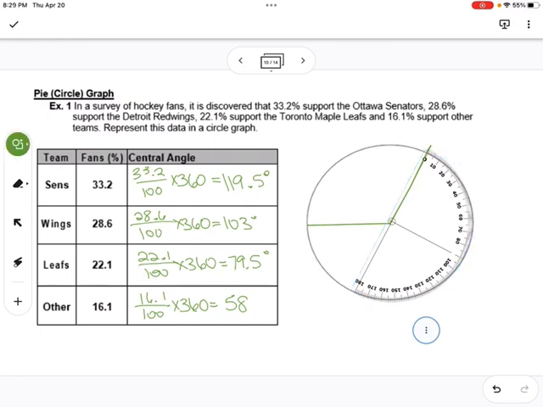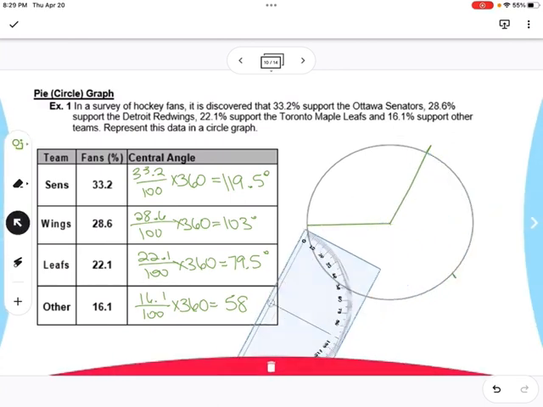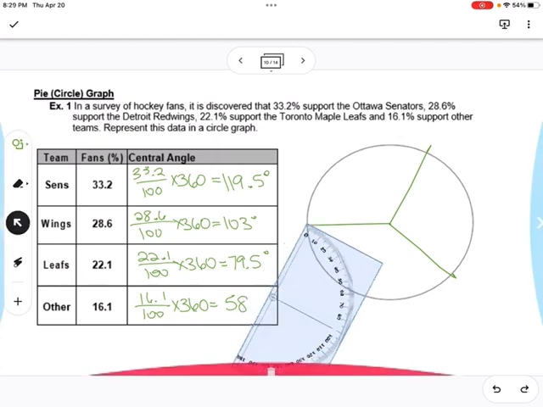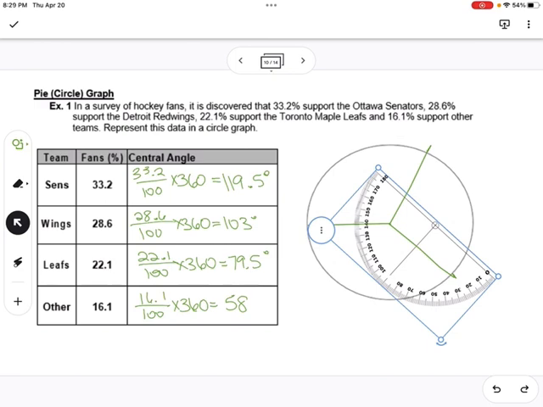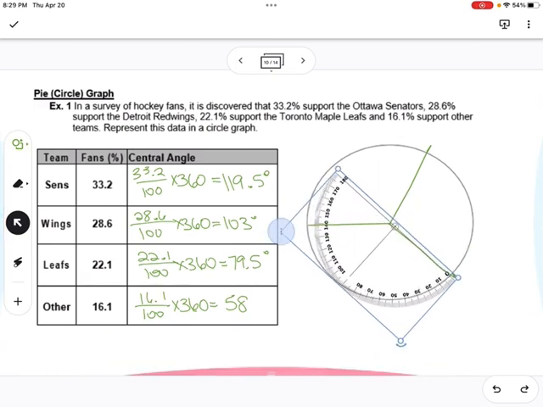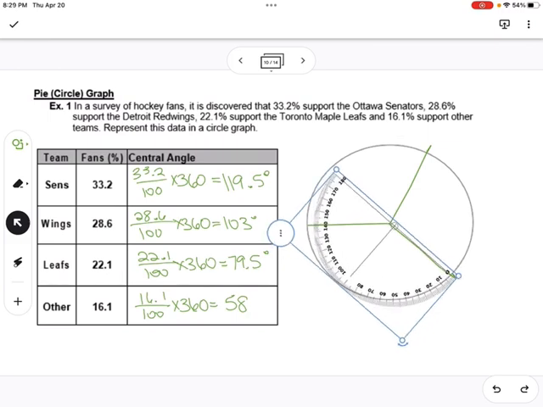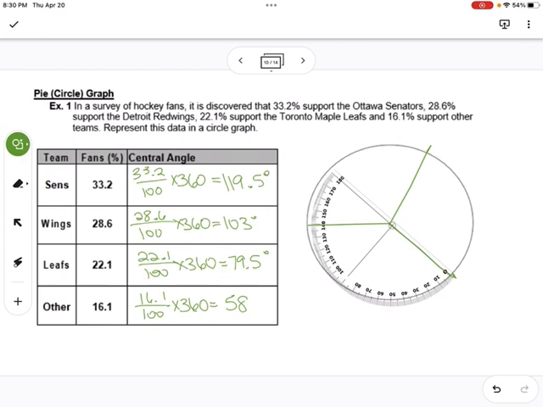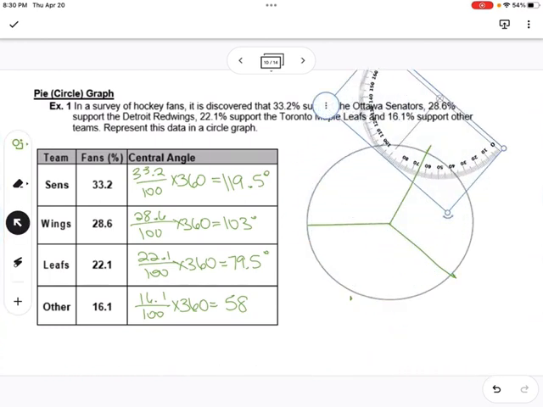Next one is 103 degrees. Create a line here. Okay, lining that up. Okay, 79.5 will bring me here. And that remaining amount is going to be the 58 degrees.